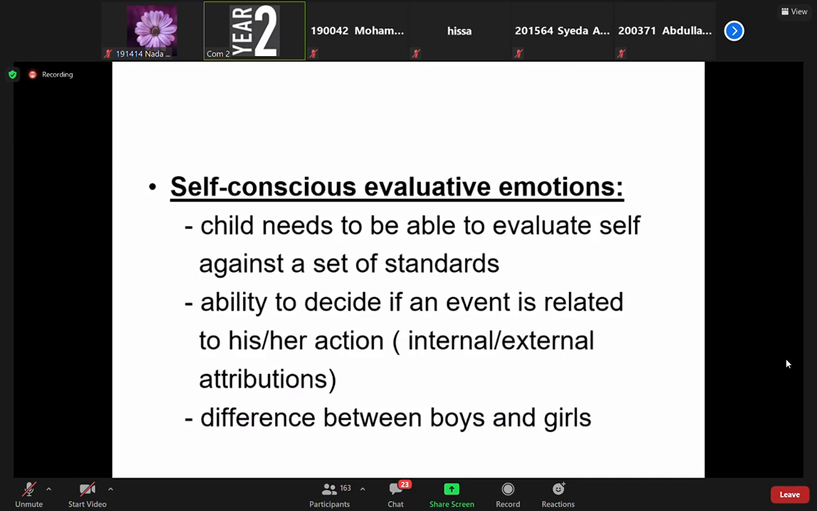All right, so self-conscious evaluative emotion. This sounds a lot harder than it really is, okay? A child needs to be able to evaluate themselves against a set of standards. So how do you know if something is right or wrong? As a kid growing up, are we born knowing that we shouldn't lie, we shouldn't steal? So how do we learn that?